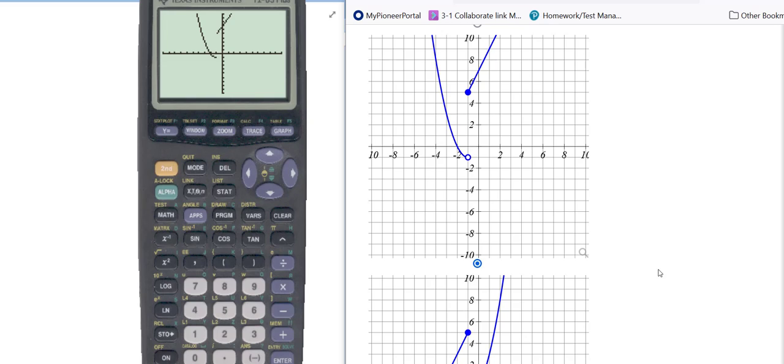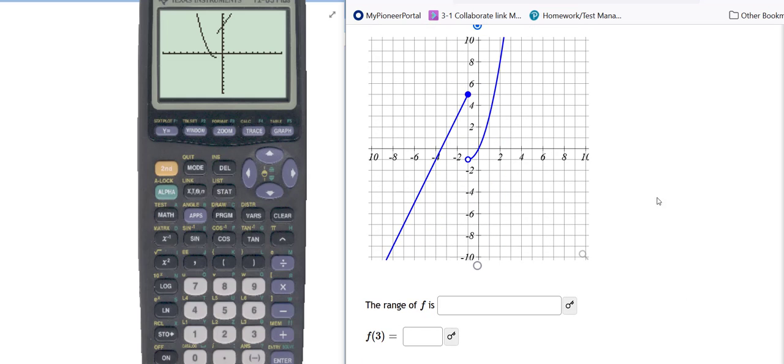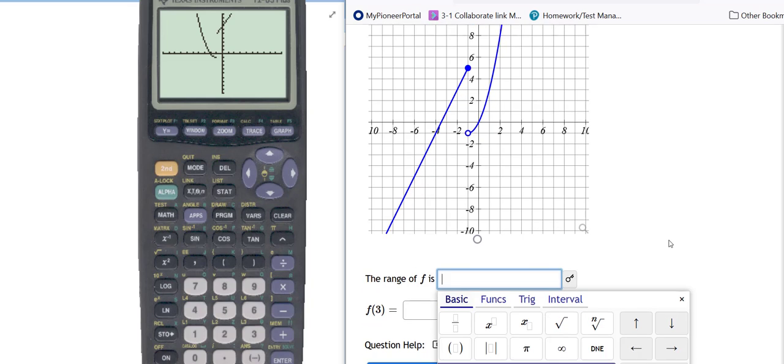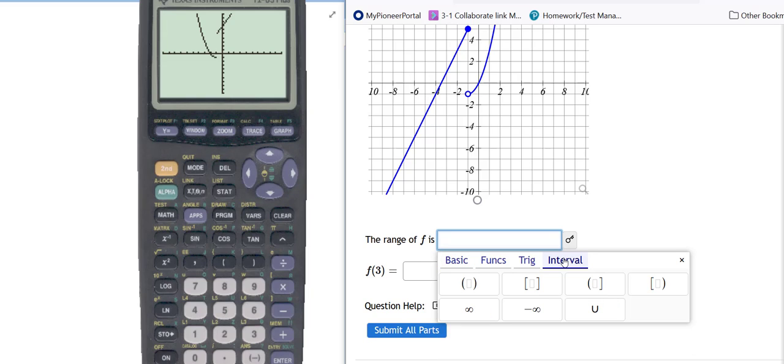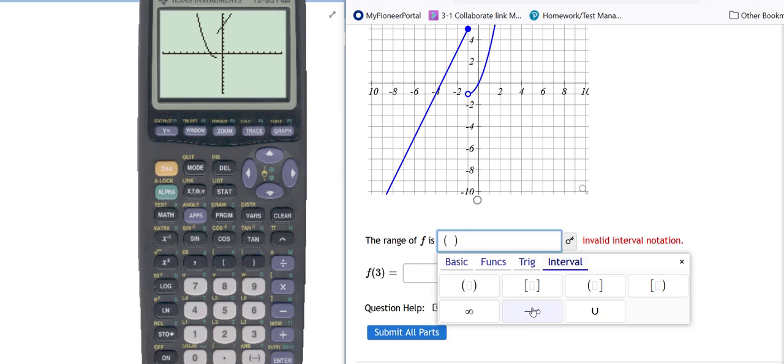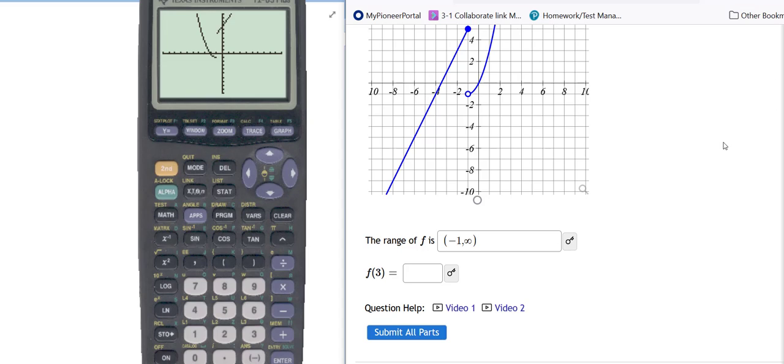All right, and now we're going to have to do the range. So lowest point, it looks like the lowest point is a -1. And we're not touching it. And it goes to infinity. So the range, -1, and I said we're not touching it. So we're going to have parentheses. So -1, comma, infinity. That should be the range. So it's the whole graph.